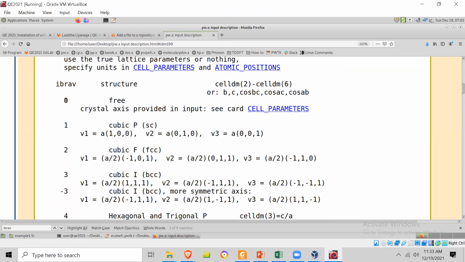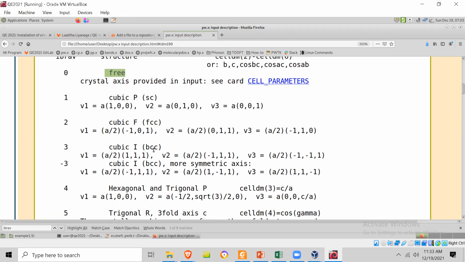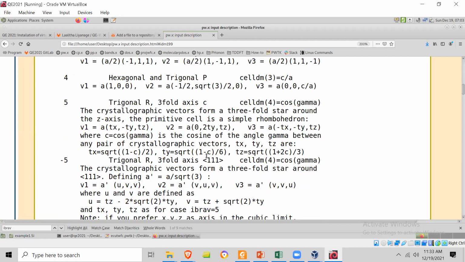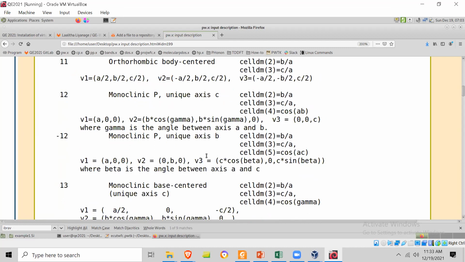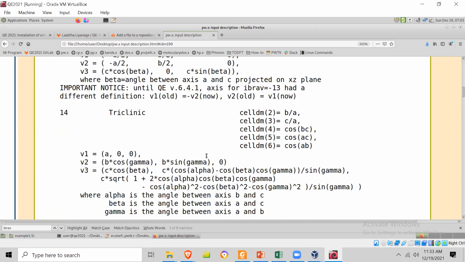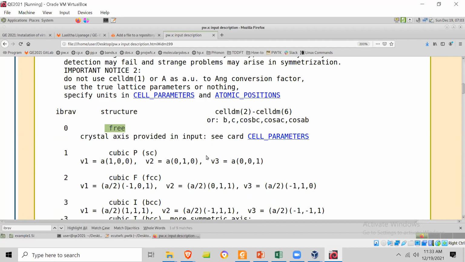So zero is free structure and you have to specify the cell parameters yourself. One is simple cubic, two is face-centered, three is body-centered, four is hexagonal, and so it goes on, specifying the other crystal systems. All of them are listed using these methods. I think there are 14 classes of crystals, I am not familiar with that.